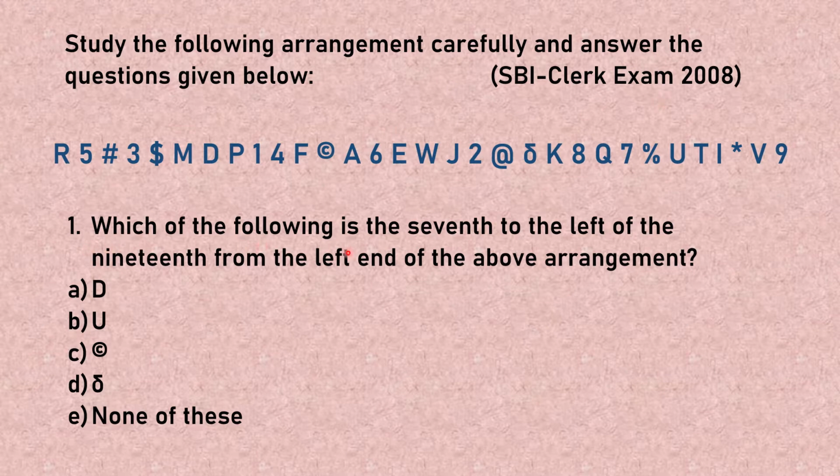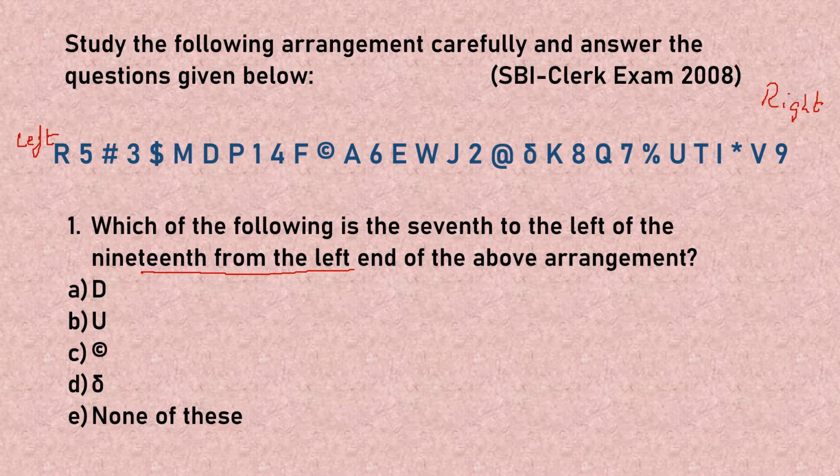Which of the following is the 7th to the left of the 19th from the left end of the above arrangement? How to go about such questions in the exam without wasting any time? So let's have a look here. First of all, we have to find out which is the 19th element from the left. We know that this is the left side, and the other side is going to be the right side of the sequence or the series.